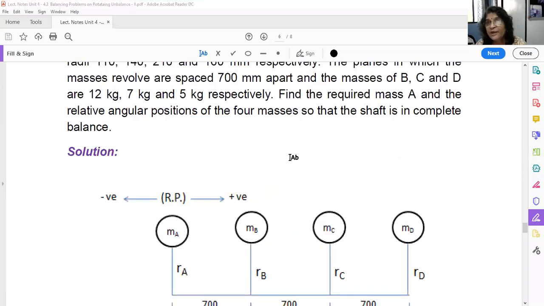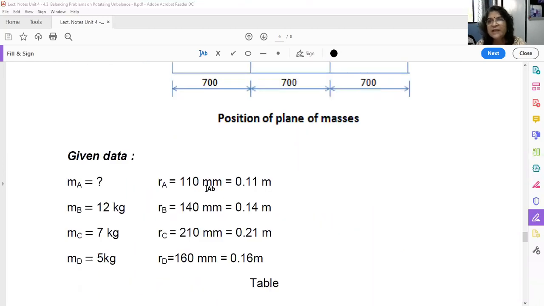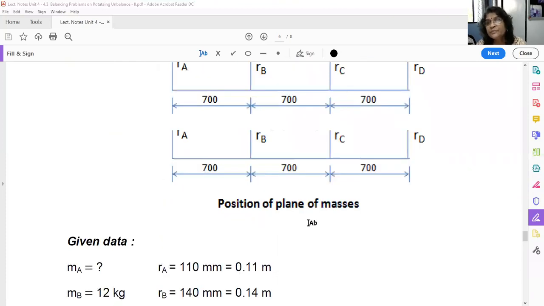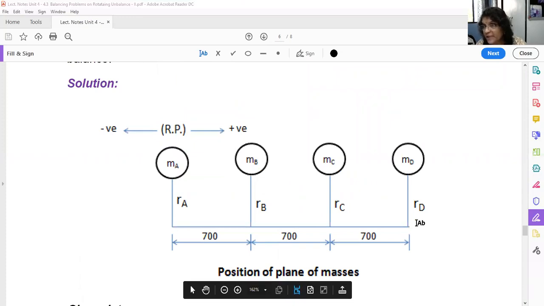So what are we supposed to find out? The required mass at A, that is MA, and the angular positions of all 4 masses, that is theta A, theta B, theta C, theta D. Okay, so prepare the table now, and as I told you, you have to draw the side view here, showing all the 4 masses.